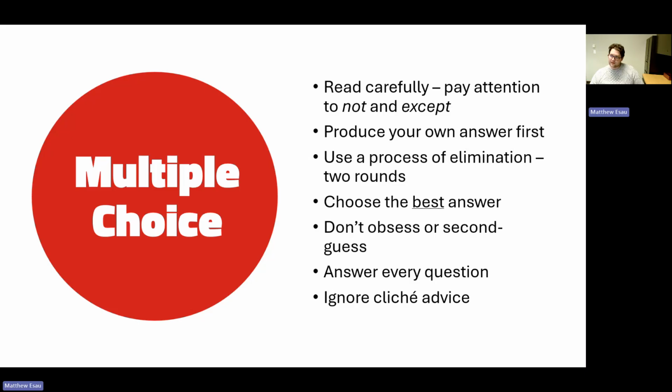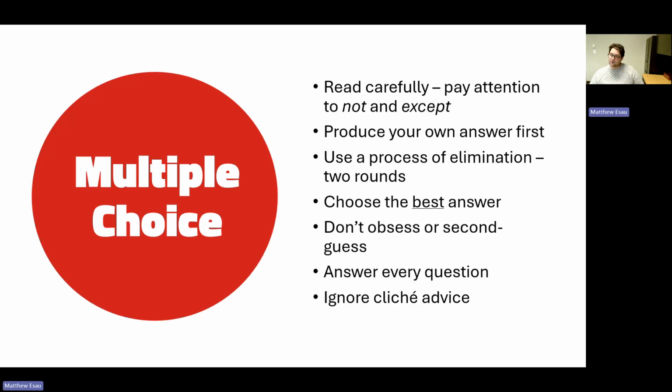Use a process of elimination, do two rounds. Go through the answers once, say, oh, it's definitely not A, it's definitely not D. Okay, is it B or is it C? It gives your brain a chance to focus on the most likely choices and not be misled by a bunch of red herrings or confusing false answers.